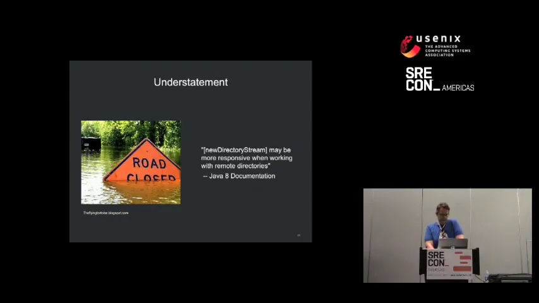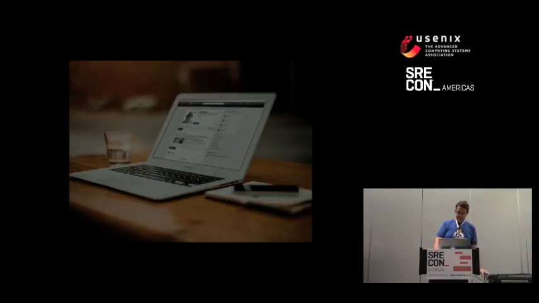So there is this interesting little nugget that I found in the Java 8 documentation, which says that the new directory stream function may be more responsive when talking with remote directories. May be more responsive. It's 1,000 times slower. Okay.